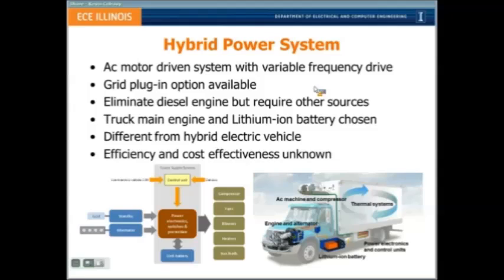The proposed idea is to eliminate the diesel engine and replace it with an AC machine and a variable frequency drive system. Part of the power source comes from the main engine, and the other power source is a lithium-ion battery. We might think the hybrid system is more efficient, but not necessarily. In a hybrid electric vehicle, it's obviously efficient because of regenerative braking, but this system does not have that feature, so it's not necessarily efficient.